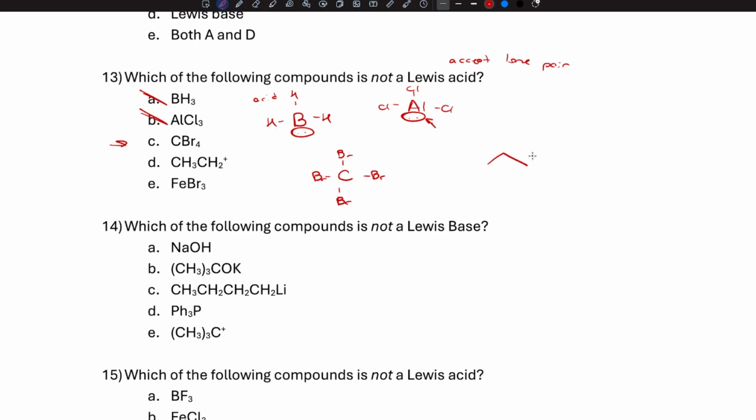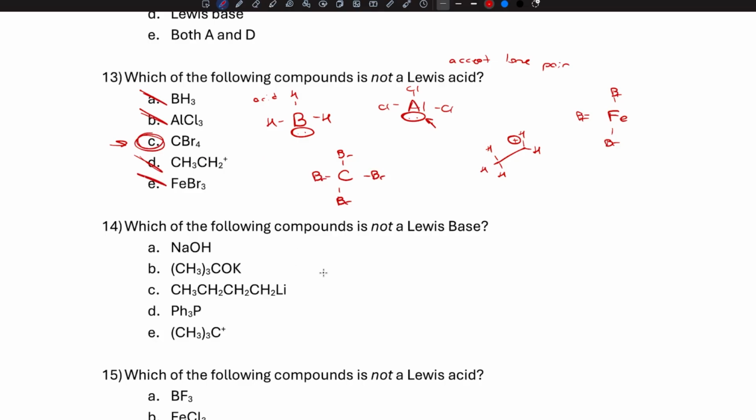Now CH3CH2 plus, right, if we have something like this, in which we have 3 hydrogens coming off this carbon, and we have a positive charge on this carbon, the positive charge means that we have 3 bonds and no lone pair, which means that we can get an extra lone pair and just turn negative, right? And so it definitely can act as a Lewis acid. And then FeBr3, it's a metal, we can definitely get an extra lone pair and act as an acid. And so our answer is C.